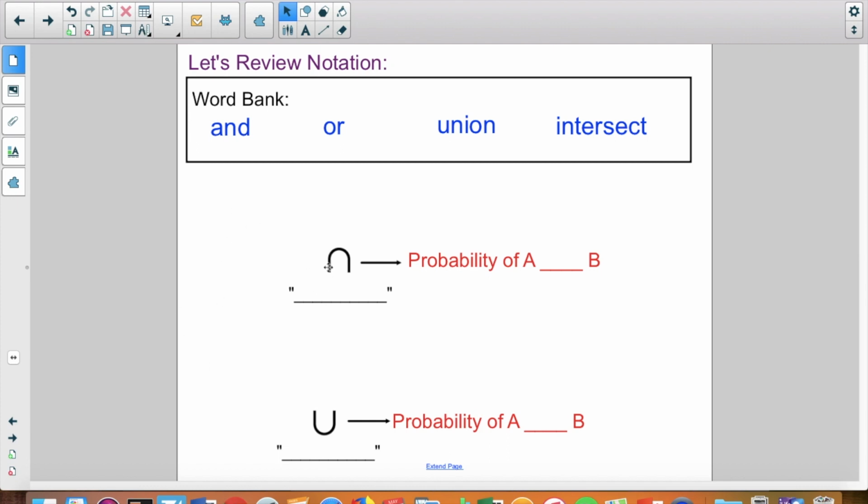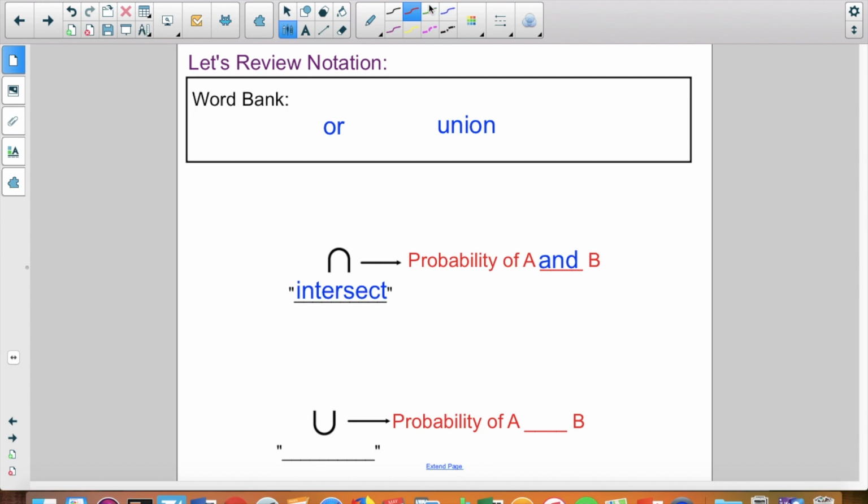So first things first is this upside down U. That upside down U represents the intersect. We have that when we have the probability of A and B. The way I remember it is it looks like the N in "and." That's how I remember that one.